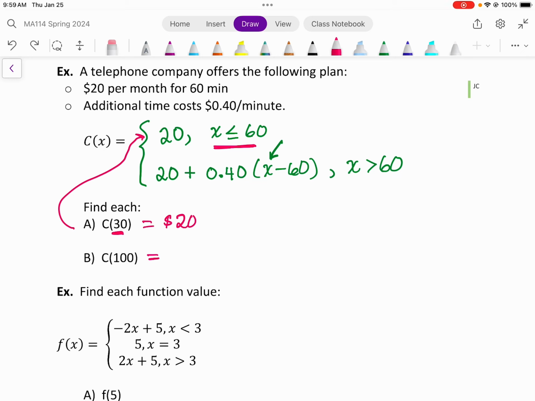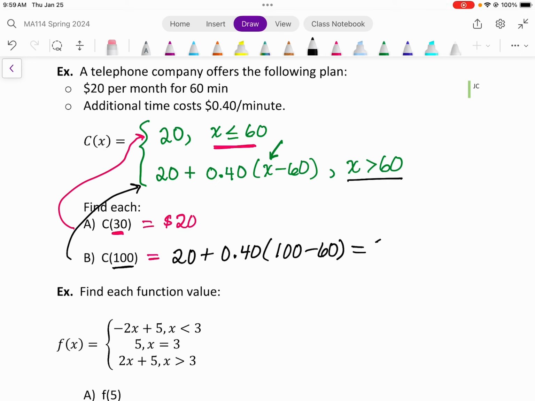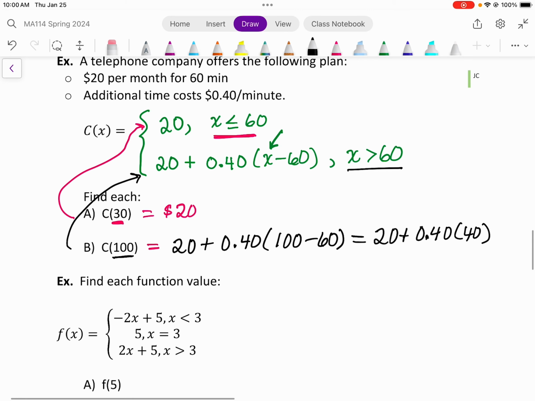Let me use a different color here. So 100 is greater than 60. So I'll use the second function for the second part. 20 plus 0.40 times 100 minus 60. So 20 plus 40 cents times 40. So there's $16 there that you're going to add to 20. Your bill would be $36.